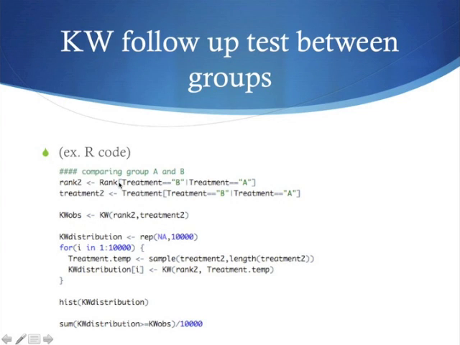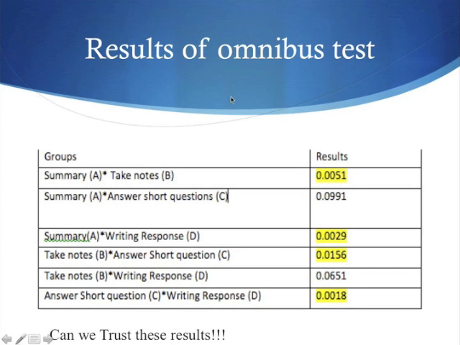And here is the R code for those. So we will use A and B, A and C, and A and D, and so on, until we cover the 6 comparisons, group between group. And here is the result that we got from that comparison between the summary and take notes. Oh, there is a significant result.